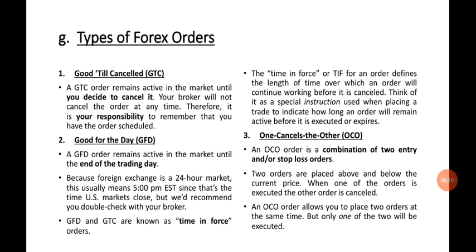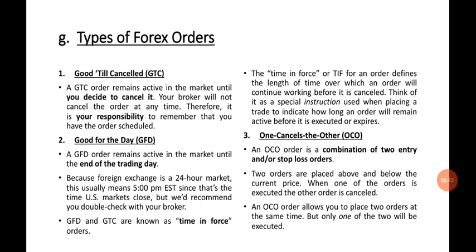GTC and GFD are known as time in force orders. The time in force, or the TIF, for an order defines the length of time over which an order will continue working before it is cancelled. Think of it as a specific instruction used when placing a trade to indicate how long an order will remain active before it is executed or expires.